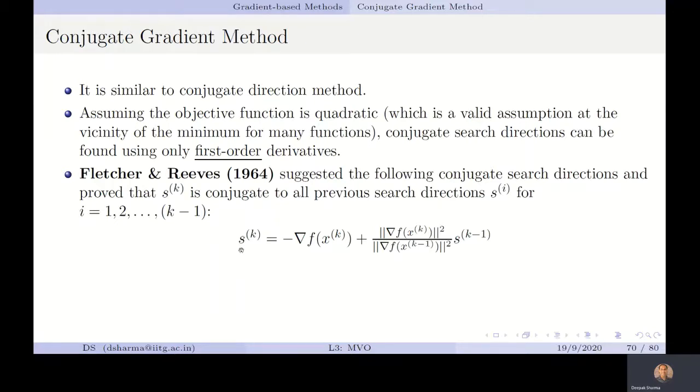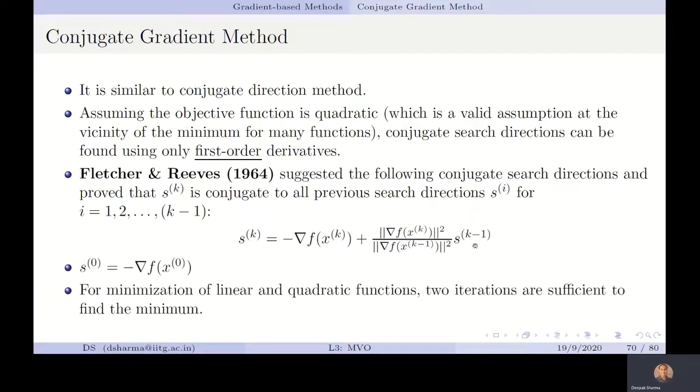So what this formula says is that we will find a direction SK equal to minus times the gradient of the function at the current point, plus, so we are adding some small term here. The denominator will be the norm, and we are going to take a square. So L2 norm square divided by the L2 norm at the previous point square. So this numerator divided by denominator is going to give us some factor or some number, and that number will be multiplied by the previous direction, which is SK minus 1.